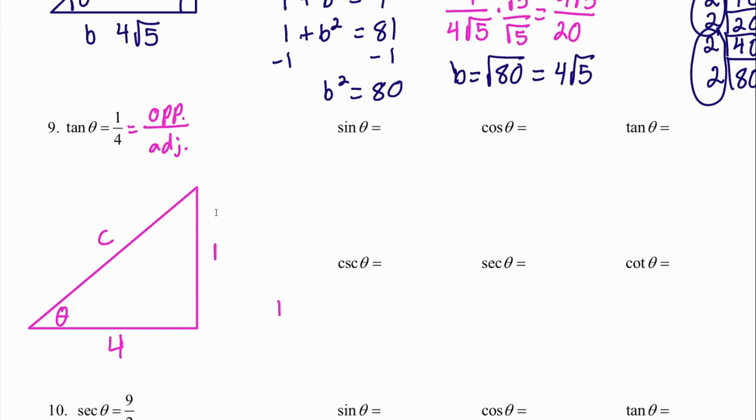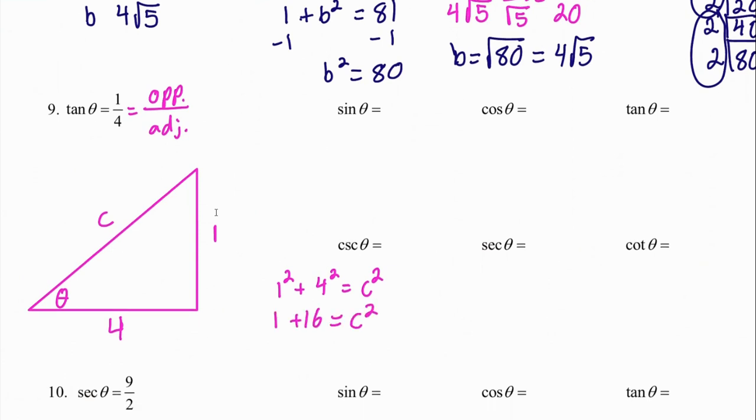So we do 1 squared plus 4 squared equals c squared. So 1 squared is 1, 4 squared is 16, and that's going to equal c squared. So c squared equals 17, which means c is going to equal the square root of 17. That does not simplify. It doesn't split up at all. It is a prime number, so it's just going to stay like that.